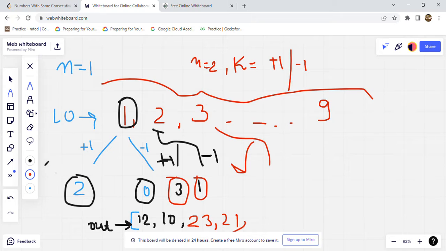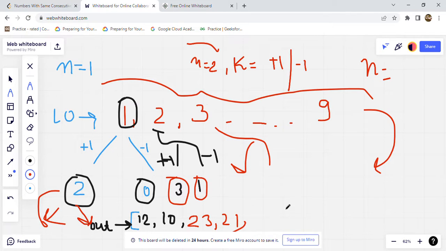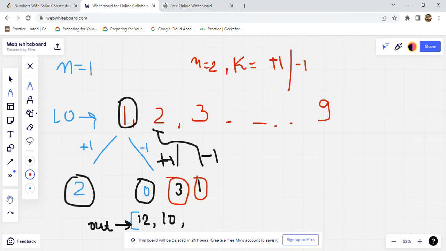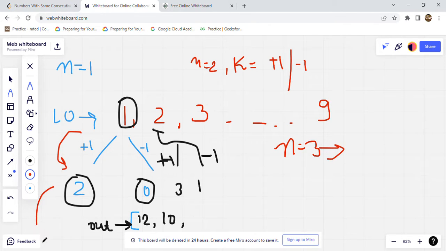Now how many levels do we have to traverse like this? If n is 2, then in the second level only we will get the two-digit numbers. But if n is 3, then we have to traverse further. For this number also we have to find the next digit. So if n is 3, then we have to traverse 2 times. First time we are traversing this and one more time we have to traverse.